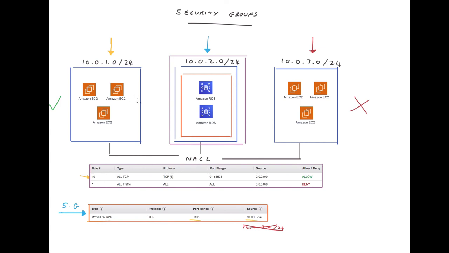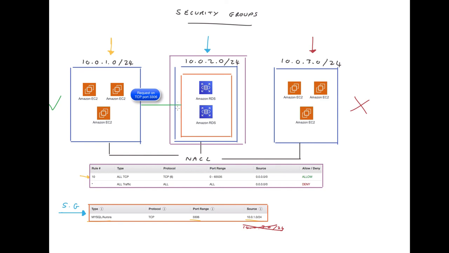So let's assume that our EC2 instances here are looking to communicate with the RDS and Aurora databases over here. So let's have a look how that traffic would flow through the NACL and also the security group. So the request would be sent, it would get to the NACL, and the NACL would say, okay, is this traffic TCP traffic within this port range from any source? And it is, so the traffic is allowed. So that traffic is now allowed inside the subnet.